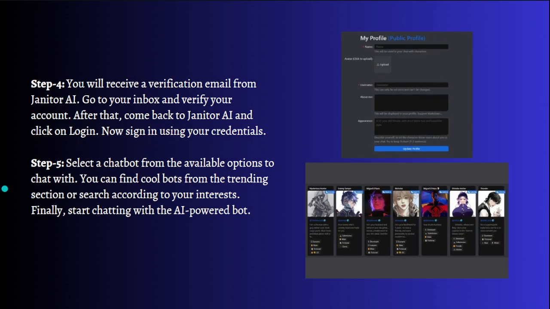And next, you will receive a verification email from Janitor AI. So go to your inbox and verify your account. So after that, come back to the Janitor AI and just log in or click onto the login section, and then now you can sign in using your credentials. And then next, select a chatbot from the available options to chat with. So you can find cool bots from the trending section or search according to your interests. So finally, you can start chatting with the AI powered bot.